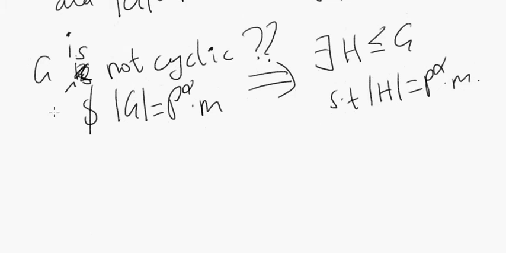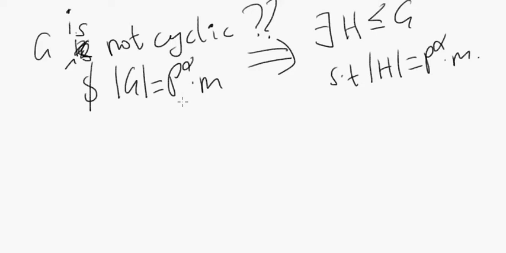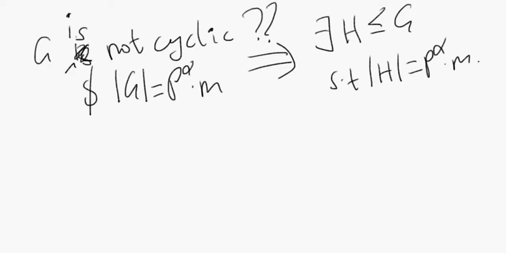Now, this is what we're evaluating. The case when G is not cyclic but still has order p to the alpha times m. We're wondering whether that necessarily means that the order of H has to be p to the alpha. Realistically speaking, we're unsure. We don't know yet.